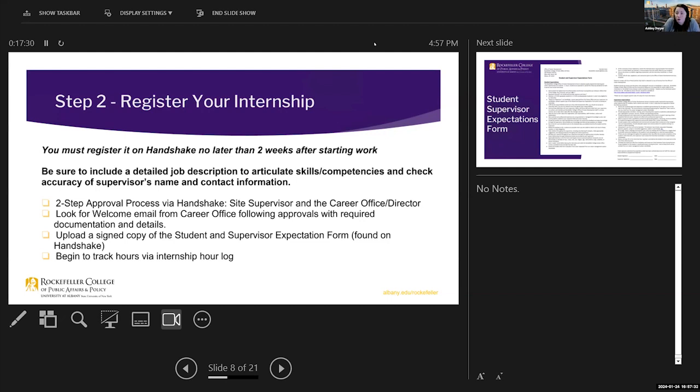When you're submitting your internship experience, it's important to include a detailed job description to articulate your day-to-day responsibilities, your skills, competencies, right? And check the accuracy of your supervisor's name and contact information so that it's going to the appropriate people. This helps me, for whatever reason, if we haven't met prior and you feel confident this internship is going to be approved. It's important for me to know all the information possible in order to approve it. So be very detailed in that job description portion of the internship registration.